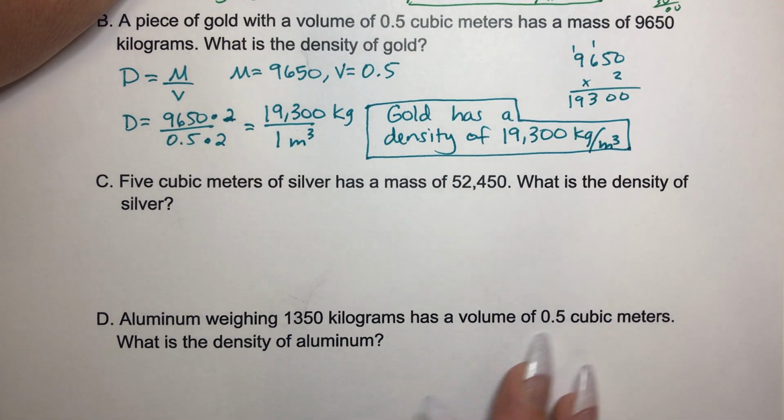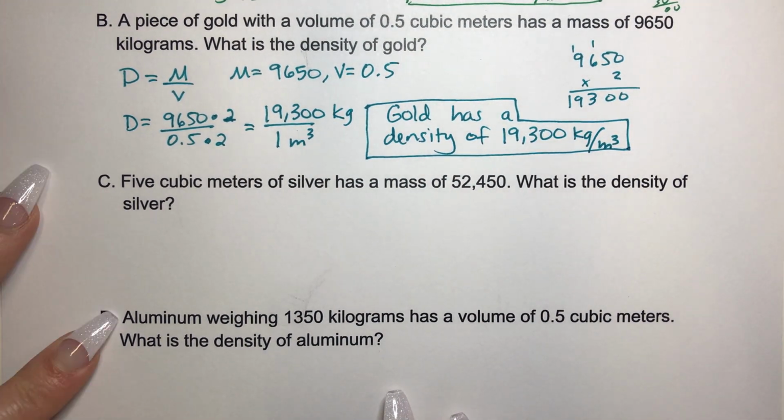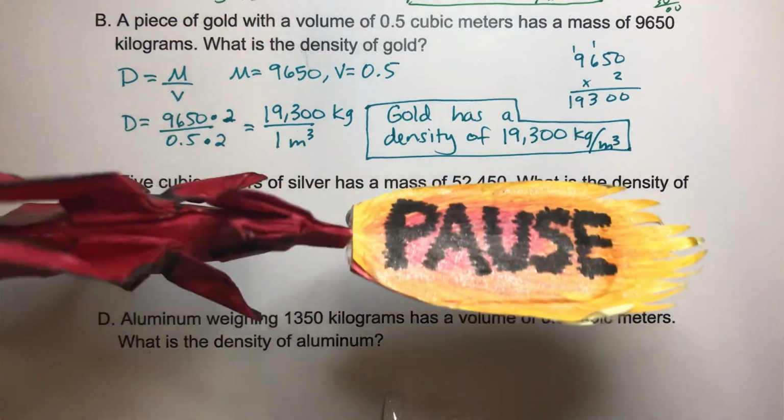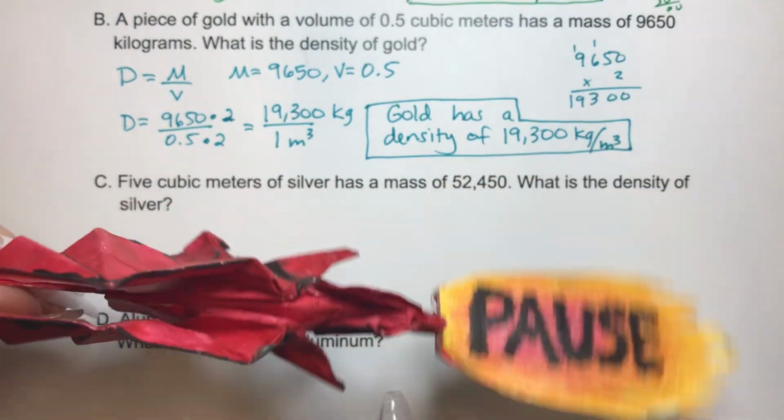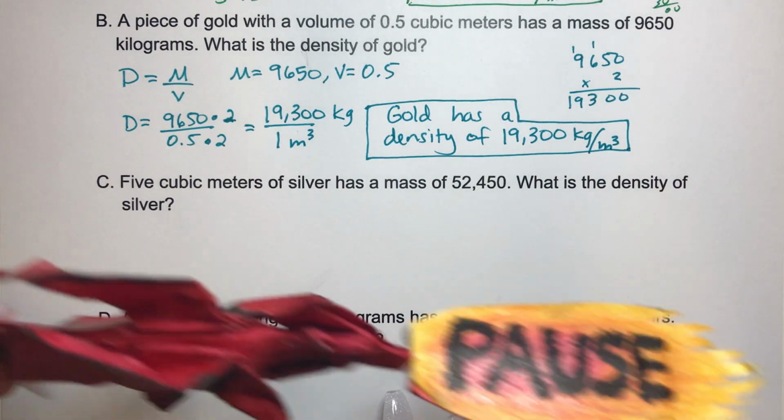All right, ladies and gentlemen, it's your turn. I want you to try C and D on your own. Here's my friend the pause dragon, reminding you to pause your device. Go ahead and work out C and D. When you get done, press play and we'll talk about them together. All right, see you in a bit.